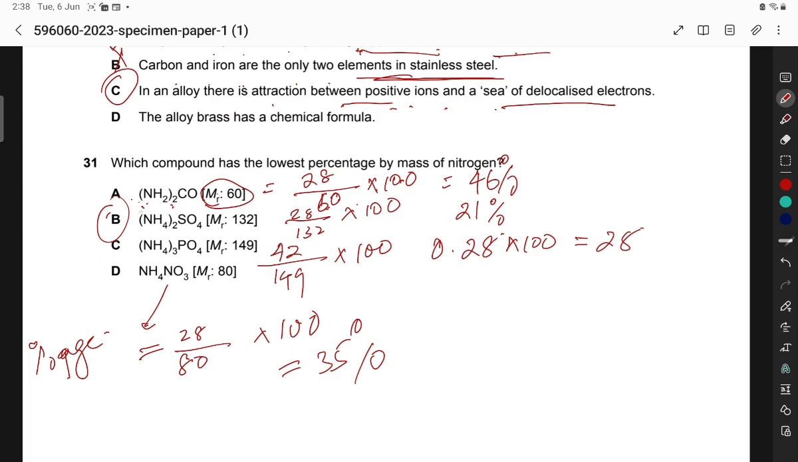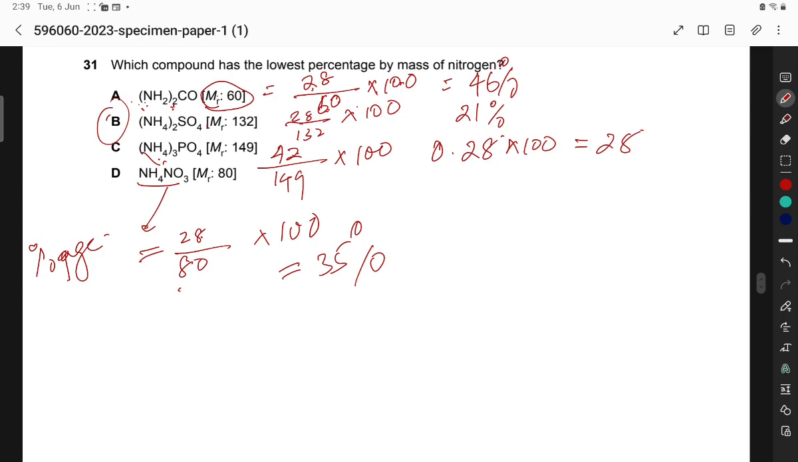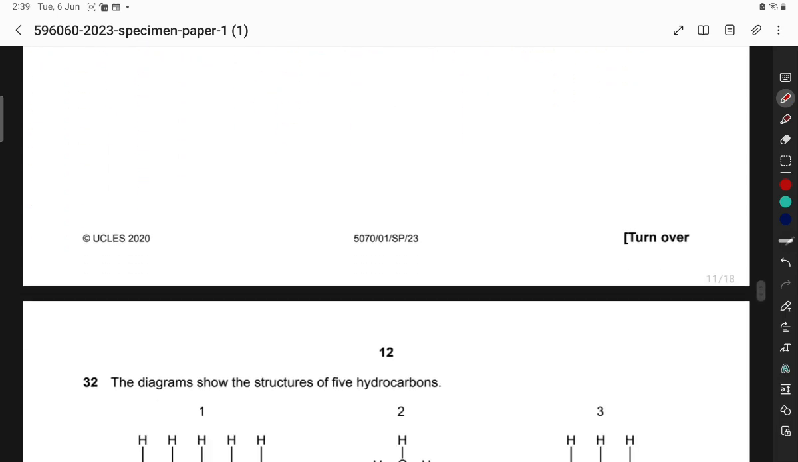Nitrogen over here is 2, the Ar is 14 and the number of atoms is 2, so this will be 28. In this option nitrogen is 3, so I have used 42, because nitrogen is 14, 3 times 14 is 42. And this is ammonium nitrate, again 28 over 80. So the best option after calculating percentage by mass of nitrogen is B. Ammonium sulfate has the lowest percentage, 21%.